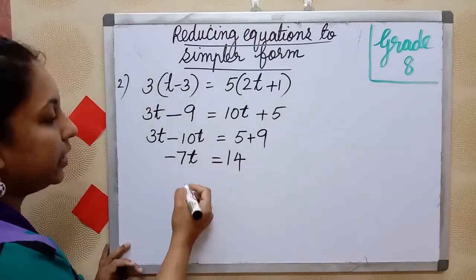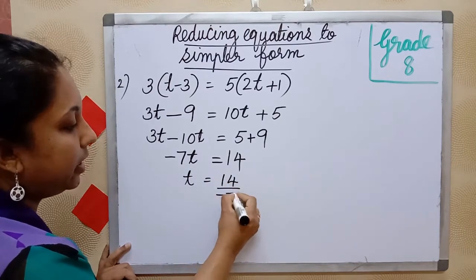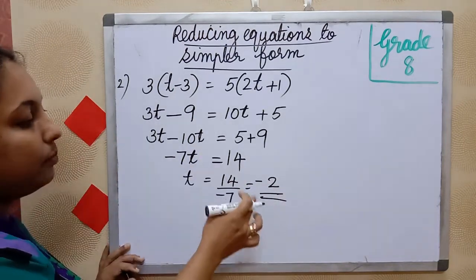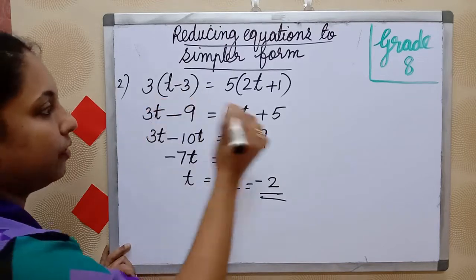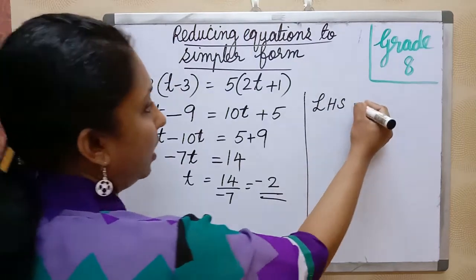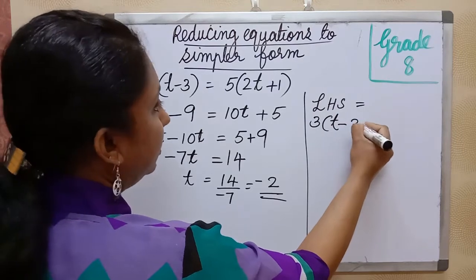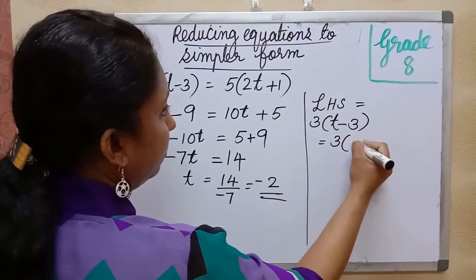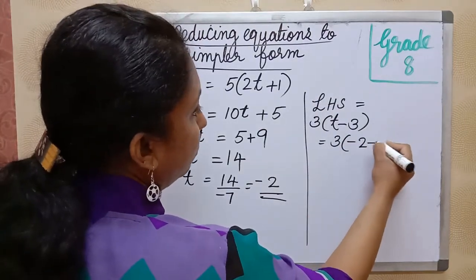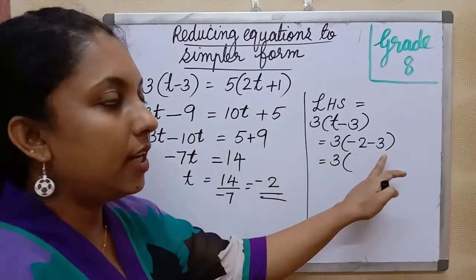So what is the value of t? Again we can transpose 7 to RHS. 14 by minus 7 is equal to minus 2. Then you can put the value of t in this equation to check whether LHS is equal to RHS. LHS is equal to 3 into t minus 3. That is 3 into, t is minus 2, minus 2 minus 3.